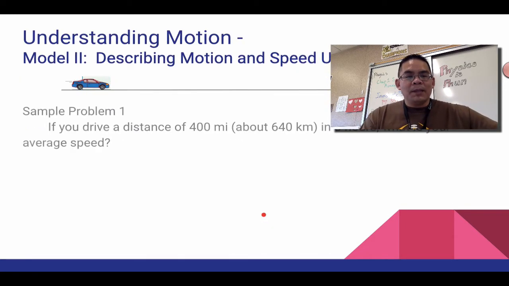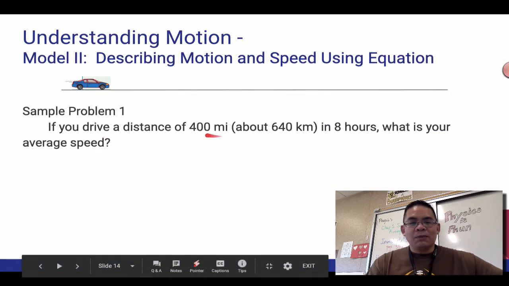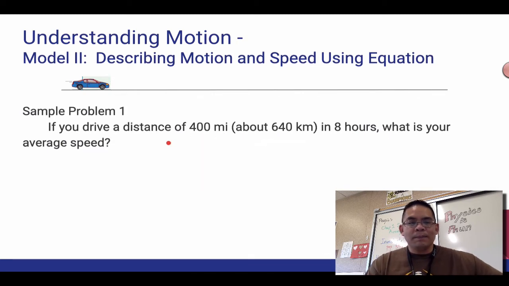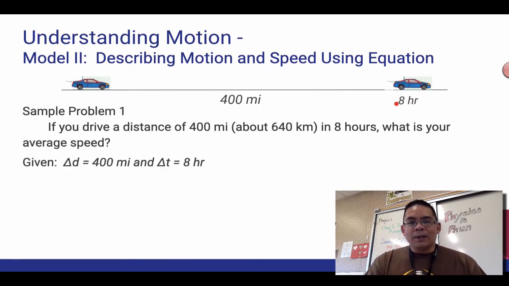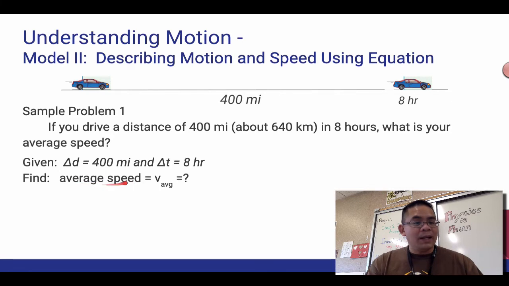As an example, sample 1, problem 1: if you drive a distance of 400 miles, which is about 640 kilometers, in about 8 hours, what is your average speed? Let's say here's my car, this is my starting location, and I travel 400 miles all the way across to over here in a total of 8 hours. Looking at my given, since I wrote these numbers down in these locations, this is distance, so I use delta D equal to 400 miles, delta T equal to 8 hours. Then I ask myself, what am I trying to find? It says if you're driving a distance, what is your average speed? So I list on my find: average speed.